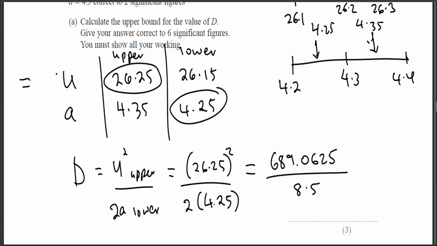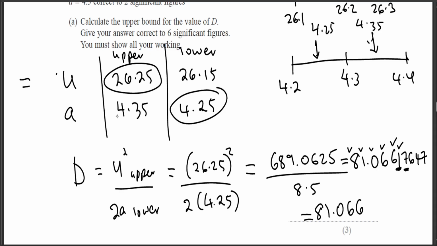Okay, so 26.25 squared divided by 8.5 is going to give you 81.066. That you've been told you have 81.06617647, but to use 6 significant figures. So this is 1, 2, 3, 4, 5, and 6. So in front of 1 we have 7, which is greater than 5. So you'll round up 1 to 2. So you'll have your answer to be 81.0662. Correct. So that is our answer.